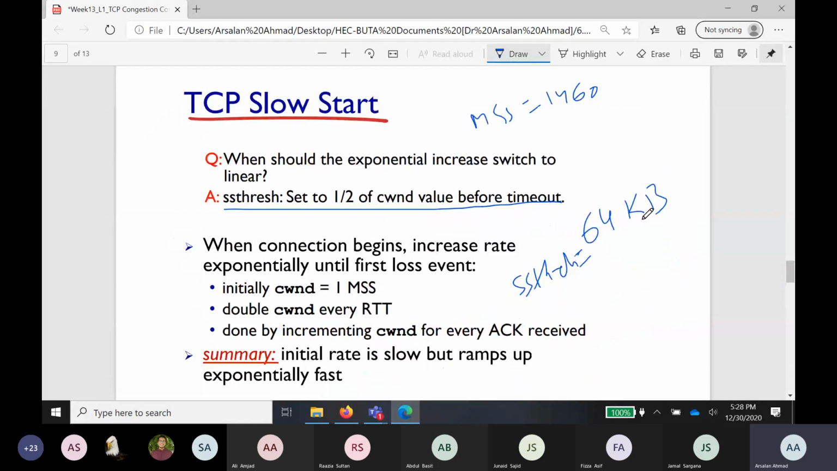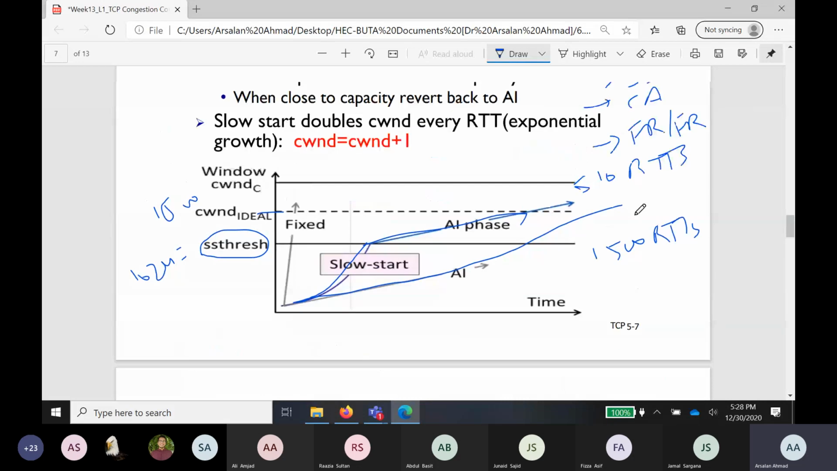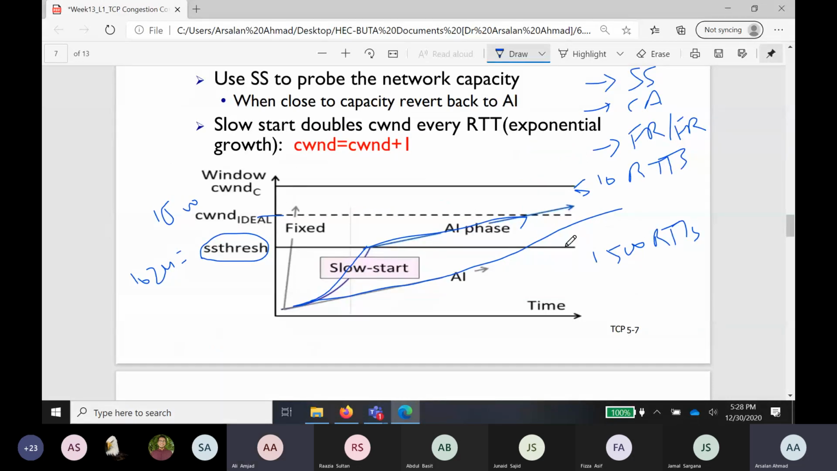So this is the first FR, fast retransmit. Now we'll see the second FR. Why 3 duplicates? Is there any reason?